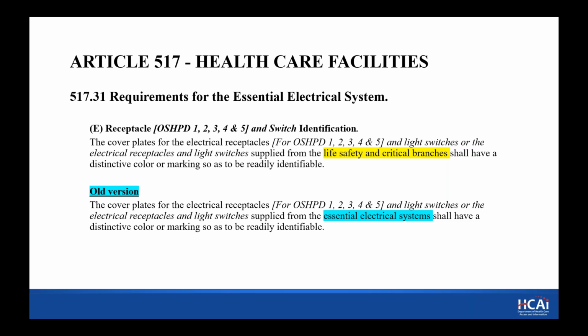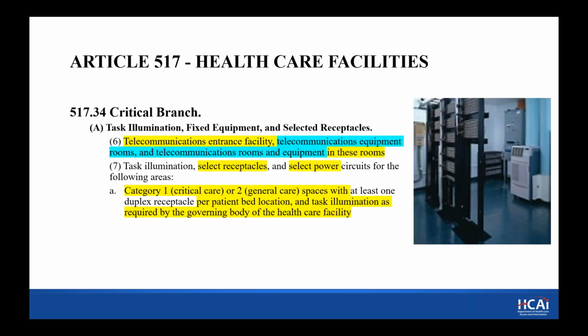Typically that can be accomplished with either a red device or a red cover plate. So critical branch 517.34, essentially they've added in a lot more language to say that telecommunication equipment, and telecom rooms and POEs and IDFs all should need to have circuits for critical branch.